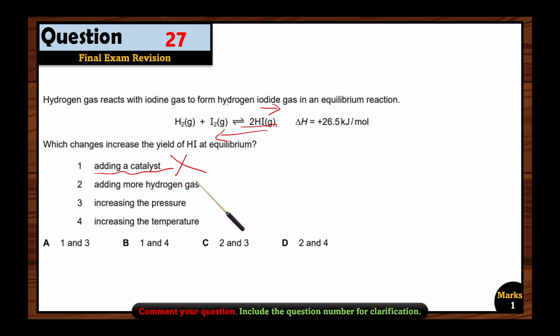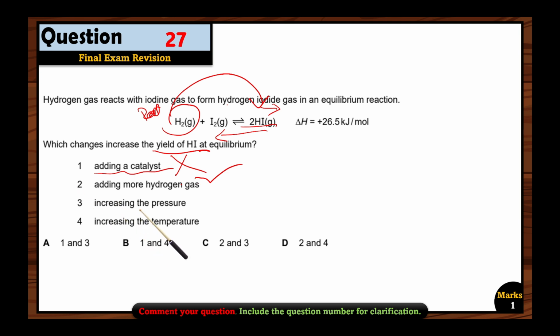Adding more hydrogen gas. Yes, this one is right, because you are adding more reactant now. So if you are adding more reactant, then the reaction will shift towards the right to produce more product, and that is our requirement. We have to increase the yield of HI. So statement 2 is right.